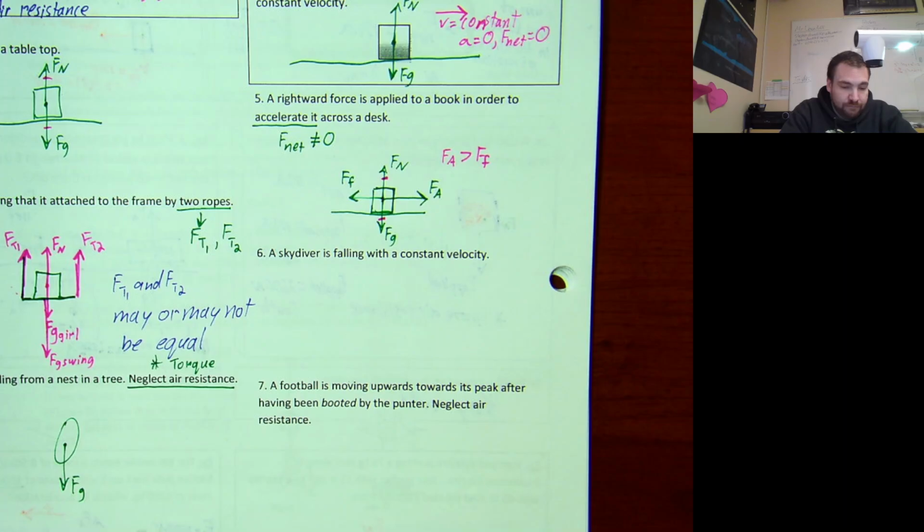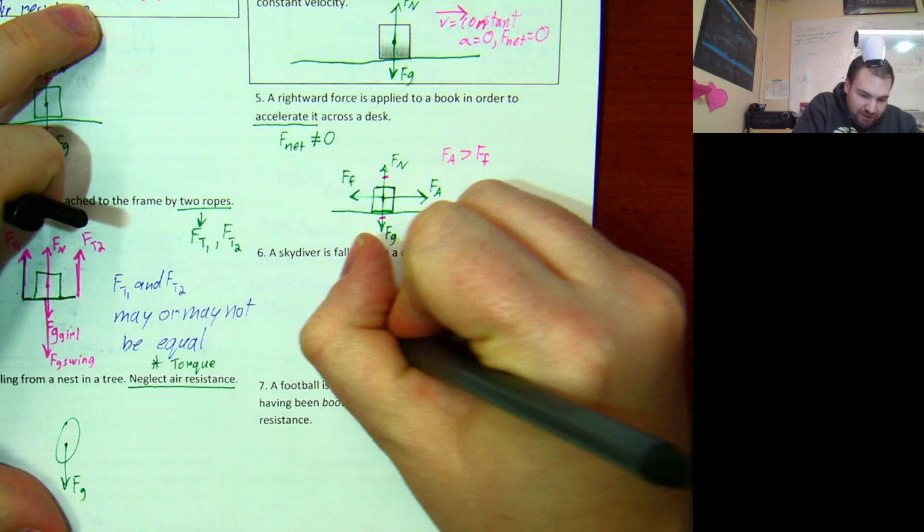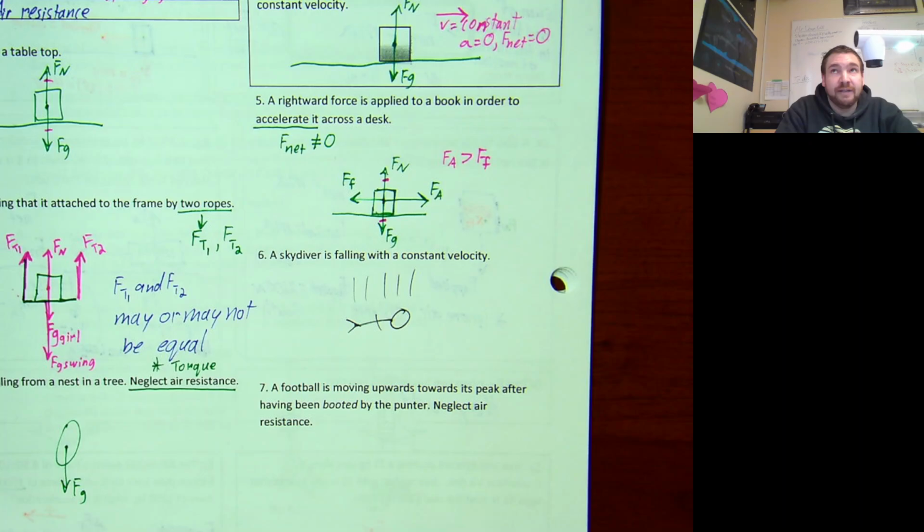Next one, number 6. Skydiver falling with a constant velocity. We could draw a block, but it's way more fun to draw people falling. So there's our skydiver falling with constant velocity. What's going to happen?